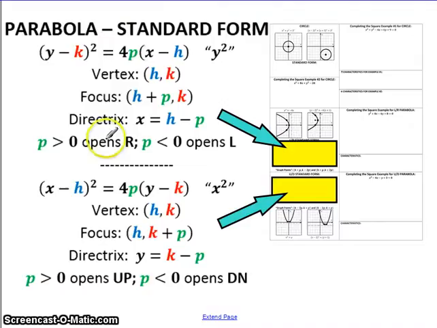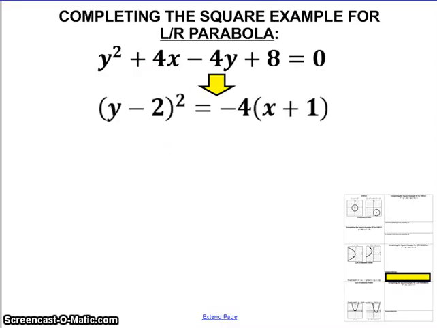If you look down through the vertex, the focus, and the directrix equations, you can see that p shows up in there as well as h and k. P also tells us, if we know that this is opening left and right because it's y squared, whether it's left or right by the sign of p. So as we work with these standard form parabola equations, we want to make sure that they're set up to look like this so we can pick off the individual parts that we need.